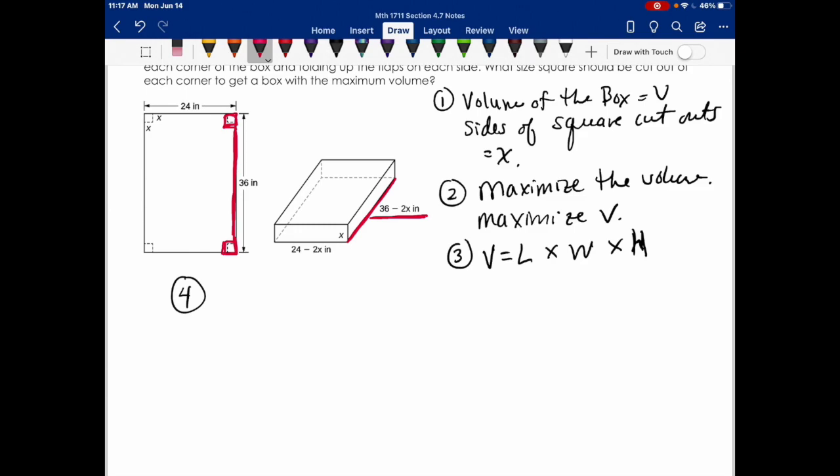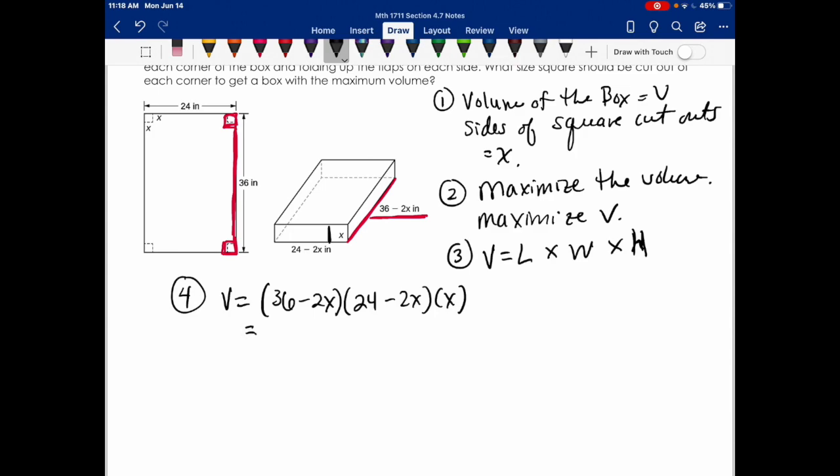If I cut out those two x's, my width is going to be 24 minus 2x inches. So I'm going to plug that information in for my volume. So I'm substituting the length for 36 minus 2x. Then I'm substituting the width for 24 minus 2x. And then when we fold it up, the height of the box is going to be the length of x. So my height is going to be x.